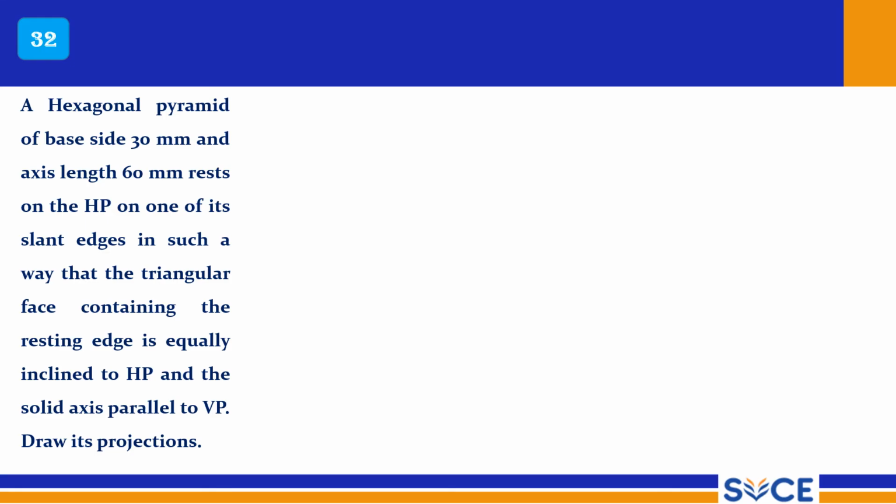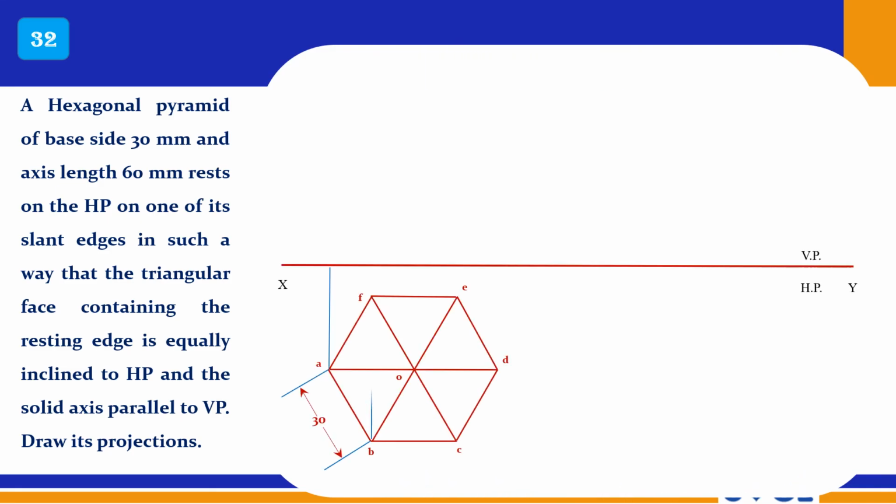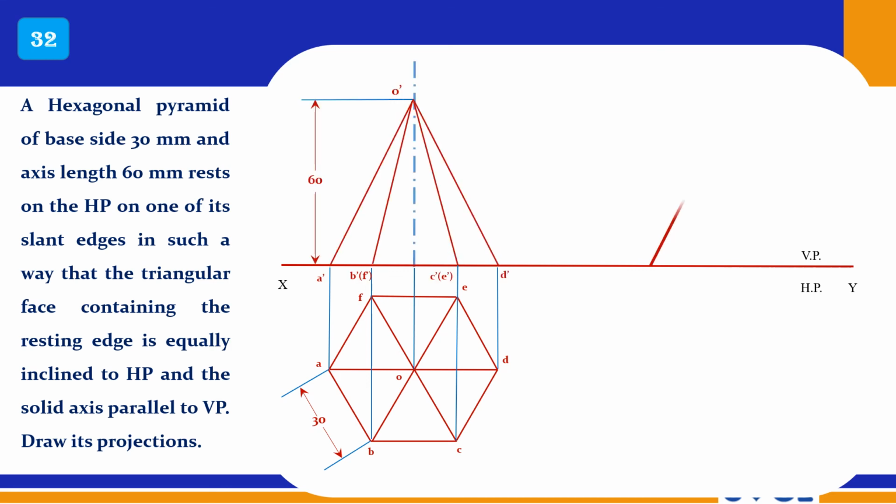A hexagonal pyramid of base side 30 mm and axis length 60 mm rests on the HP on one of its slant edges in such a way that the triangular face containing the resting edge is equally inclined to HP. This is a similar problem, resting on the slant edge. It is like the earlier problem. Draw the simple front view and top view and make it sleep on OD.